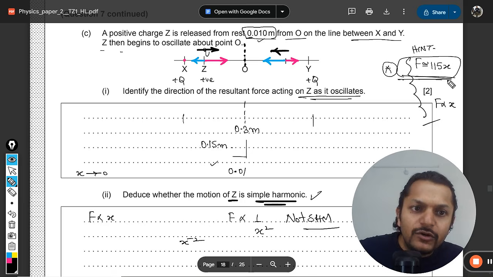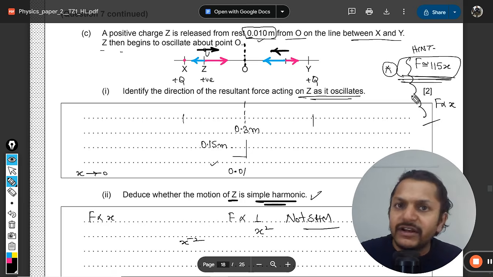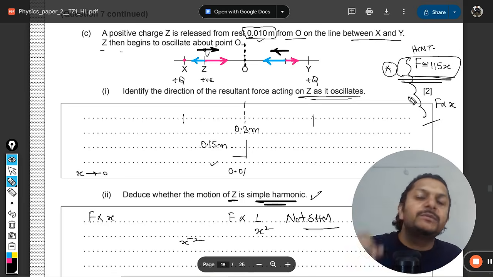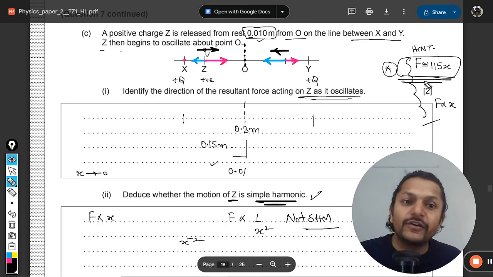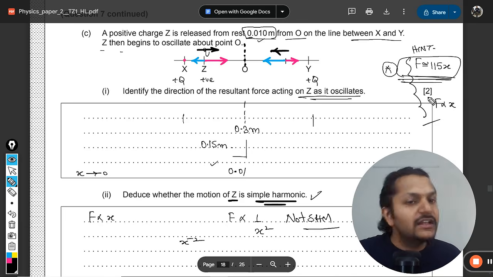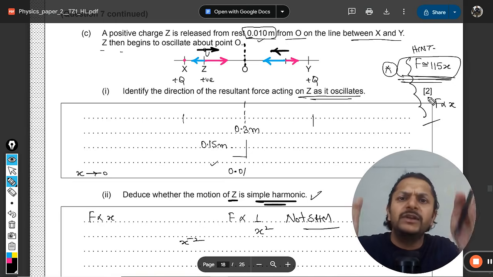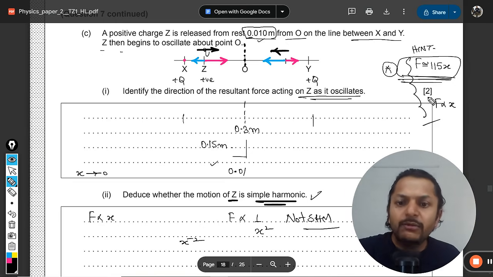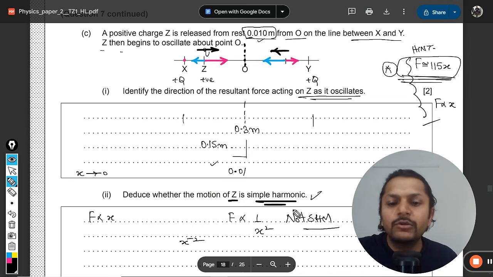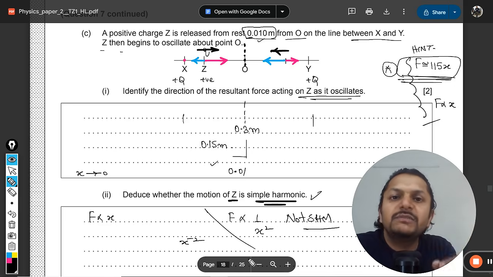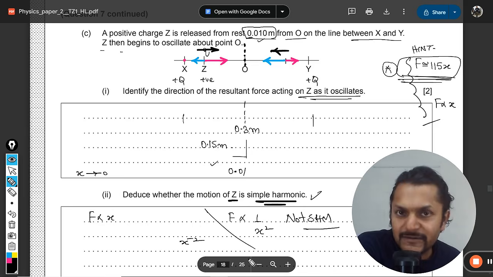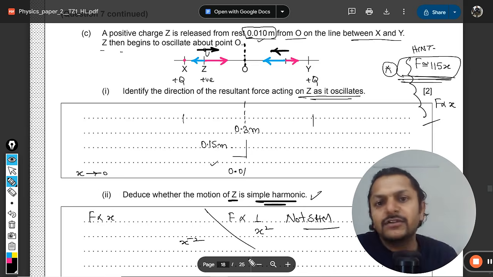So if they had given you this kind of an expression, we would be 100% sure it would act like a hint for us that yes, we have to say clearly that force is directly proportional to displacement, and hence it is going to be simple harmonic. But in this case, that is not given, so the answer will be not simple harmonic, and we will say that because the force is actually inversely proportional to the square of the distance rather than being directly proportional to the distance. That is why this is not SHM.